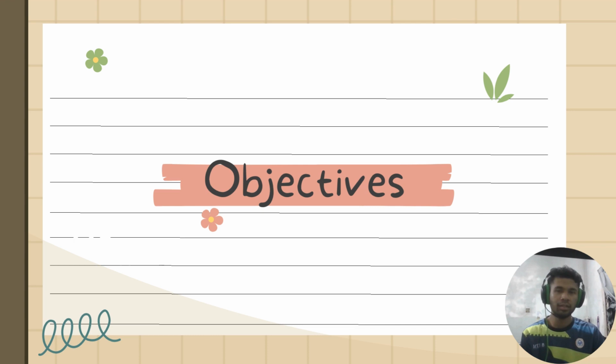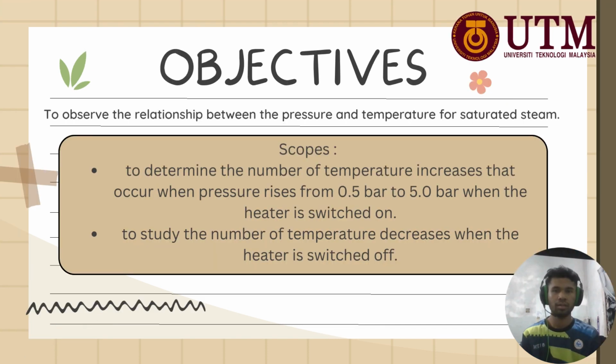Next is the objective. The objective for this experiment is to observe the relationship between the pressure and temperature for saturated steam. The scope: first is to determine the temperature increase that occurs when pressure rises from 0.5 bar to 5.0 bar when the heater is switched on. Lastly, to study the temperature decrease when the heater is switched off.